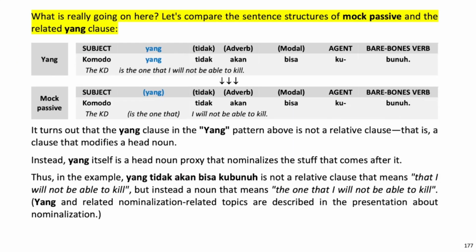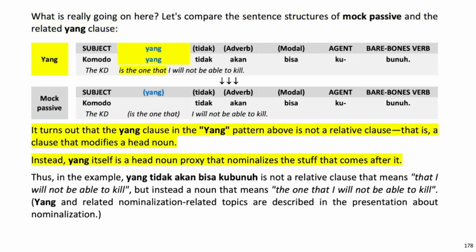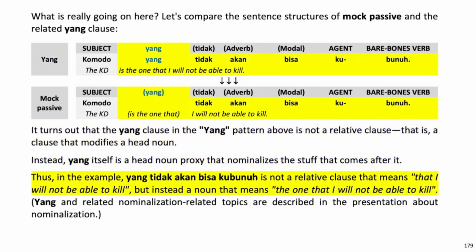What's really going on here? Let's compare the sentence structure of mock passive and the related yang clause. It turns out that the yang clause in the yang pattern above is not a relative clause. That is, a clause that modifies a head noun. Instead, yang itself is a head noun proxy that nominalizes the stuff that comes after it. Thus, in this example, yang tidak akan bisa kubunuh is not a relative clause that means that I will not be able to kill, but instead a noun that means the one that I will not be able to kill.